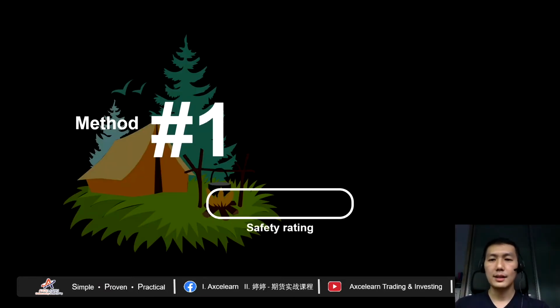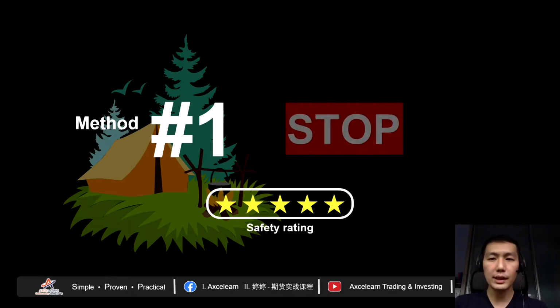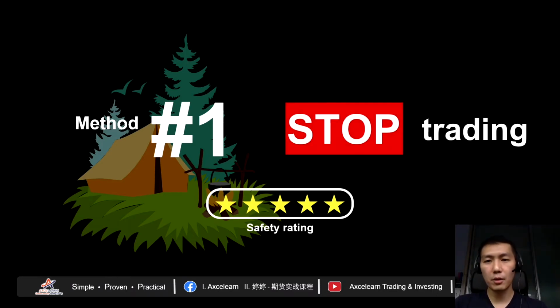Method number 1 is the safest and the most conservative way. Here I give it a 5-star rating because of its safety, its steadiness, and it is the most conservative approach among all. Method number 1 is where, during a highly volatile market, you can choose not to trade the market at all. What this means is that you don't hold any position in the market. In other words, you simply don't trade this market.